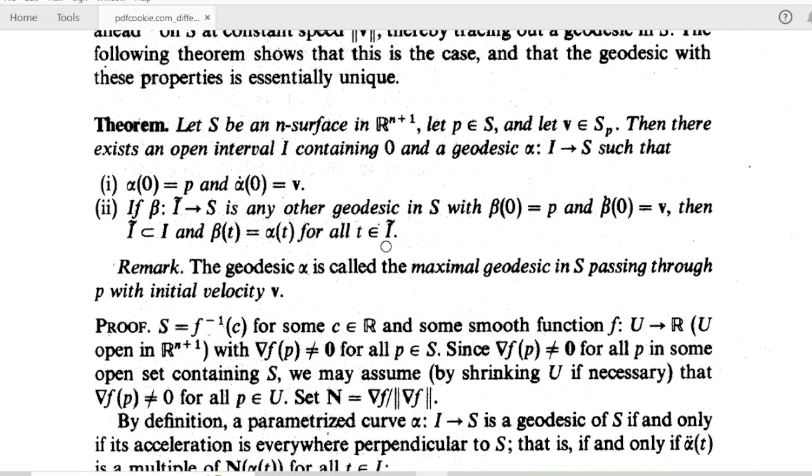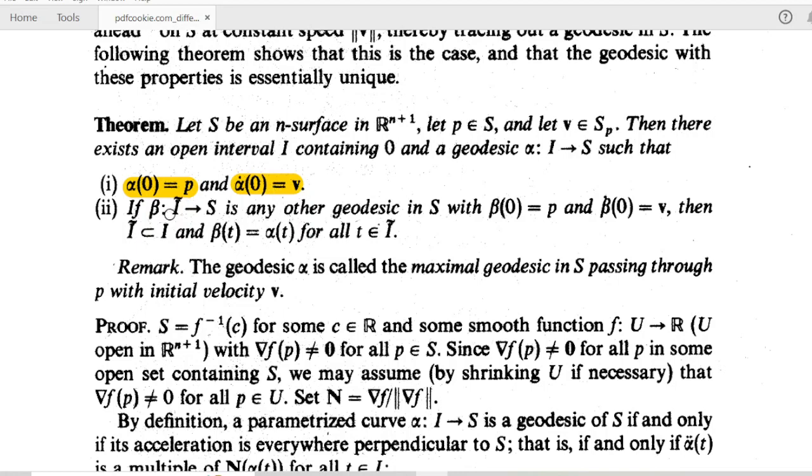Now let us see an important theorem in this topic. Let S be an n-surface in R^(n+1), let p belong to S and v belong to S_p. Then there exists an open interval I containing 0 and a geodesic alpha from I to S such that alpha of 0 equals p. That means alpha passes through the point p, and alpha dot of 0 equals the vector v. That means alpha dot is a tangent vector, right?